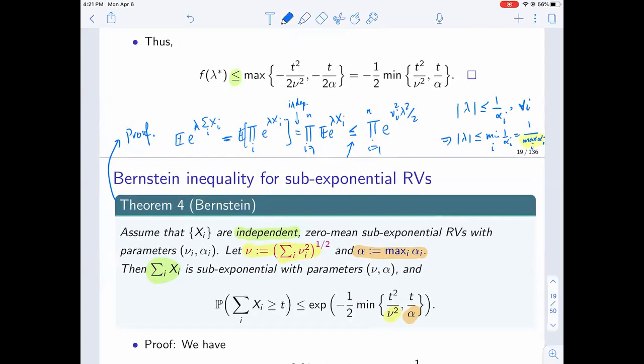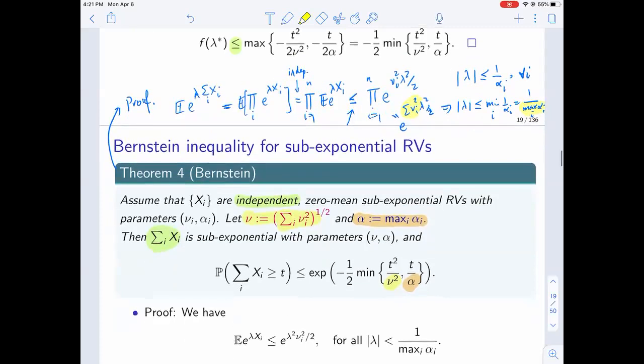And this side just simplifies to e to the summation of nu i squared lambda squared over 2. And this is just going to be my new nu squared. So this is a separate part for lambda.